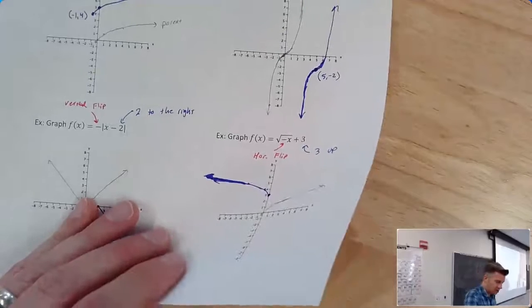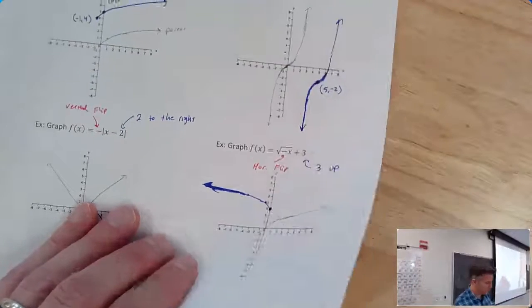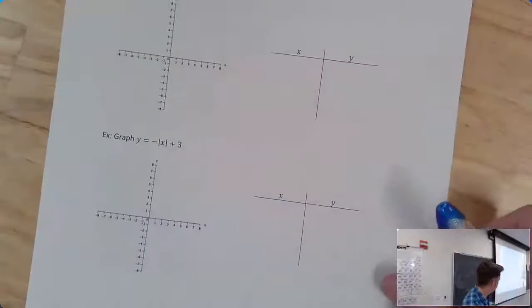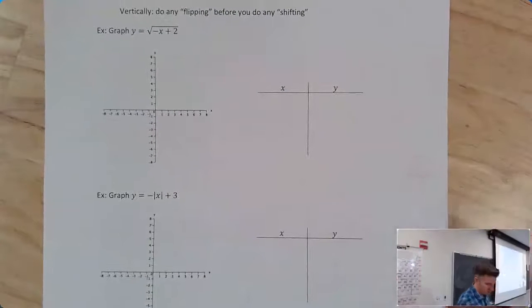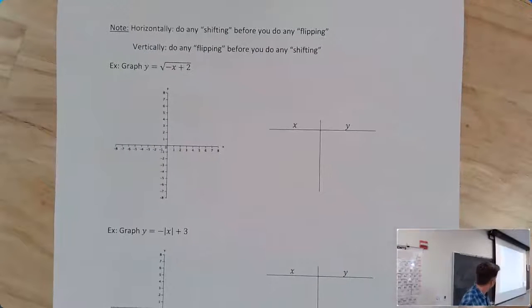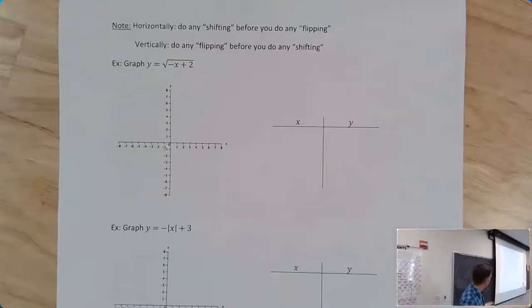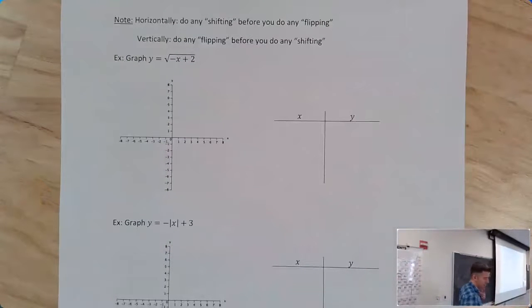Okay. So there's a couple things to know specifically when you have 2 horizontal things going on or 2 vertical things going on. So horizontally, and this is kind of weird, it's taking me a long time personally to get this correct. Horizontally, you want to shift before you flip.